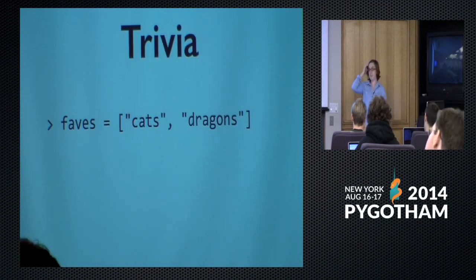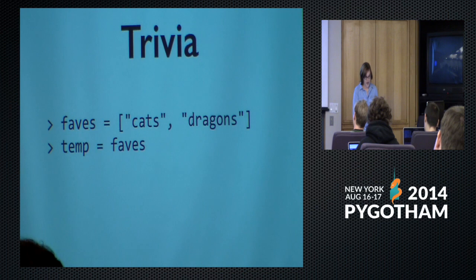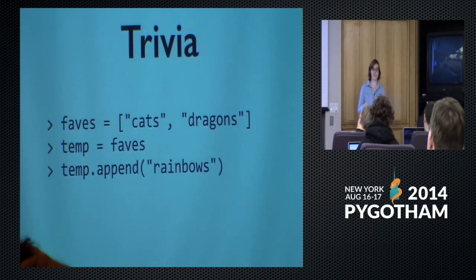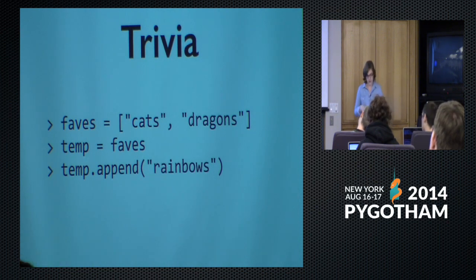So let's say we want to create a list. In this list, we're going to store our favorite things, right? Our favorite things are cats and dragons. And then we want to try to make a copy of this list. We want it to be a temporary copy, and maybe one day we want to add another thing to our favorites, but we're not sure if it's going to stick, so maybe we want to revert back to the old list. So we don't want to actually modify the faves list. We just want to modify the temp list. So we say temp.append rainbows.